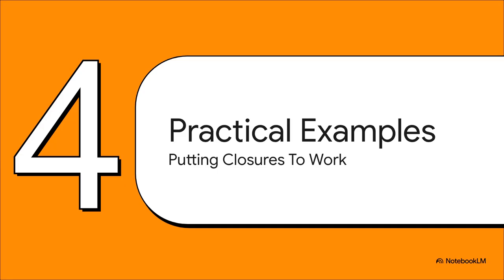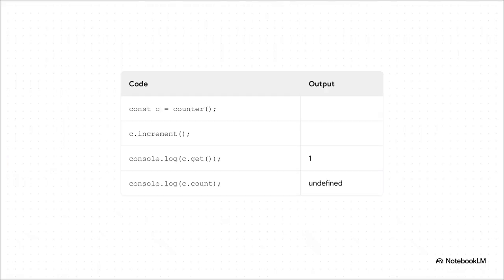Okay, this is super cool, but what's the point? Like, what can you actually build with this? Let's look at a couple of really powerful real-world examples that you can start using in your own code right away. So here's a classic example, creating private variables.